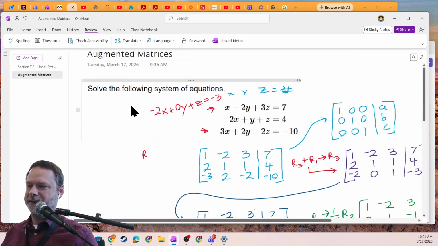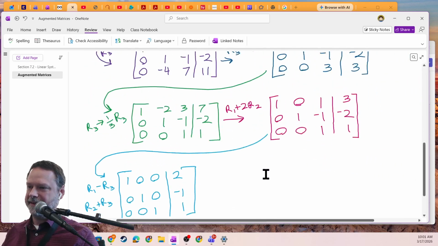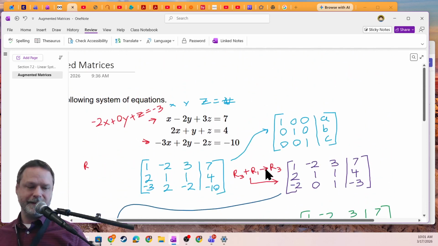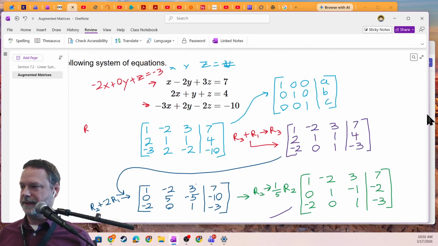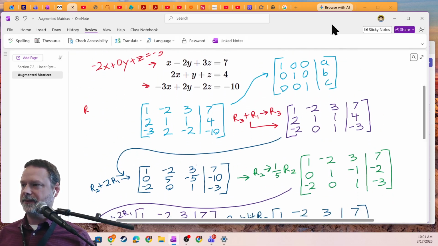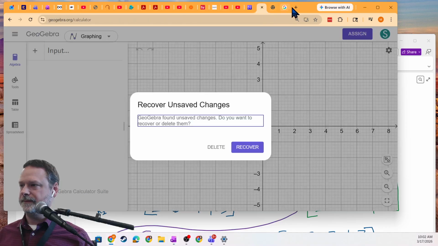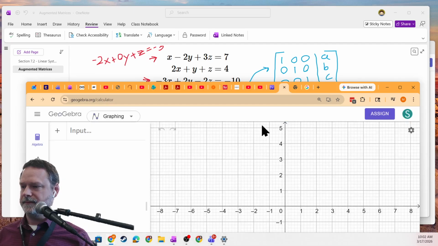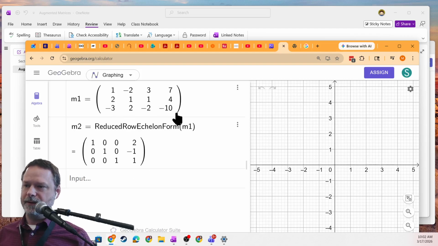Which one do you like more? Again, I might have taken a long route here to get this answer, but it does work. And it's nice to see. So if you want to see really quickly an augmented matrix in, let's say, GeoGebra, there it is. So easy enough.